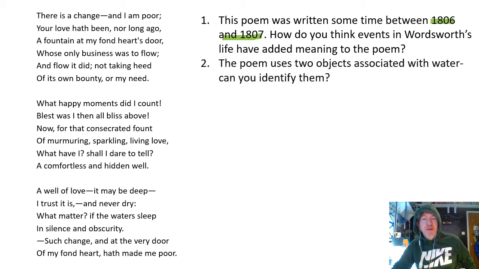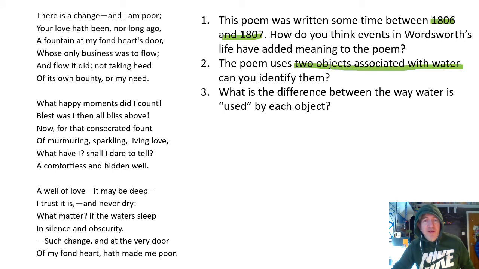2. The poem uses two objects associated with water. So there's two answers to this one. Can you identify them? So basically, what are the two objects that are associated with water in this poem? What is the difference between the way water is used by each object? So I think I mentioned this in the analysis of the poem. One of these objects has a range of descriptive words that make it seem a particular character, where the other object has a different set of descriptive words which give it a completely different character. So just have a look at those different words that describe the two water objects.